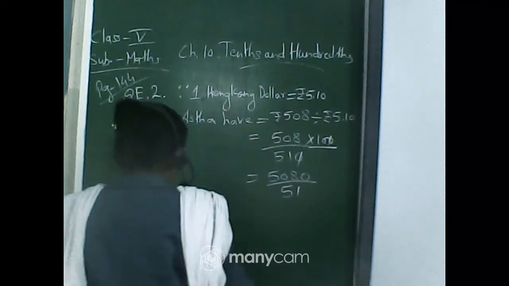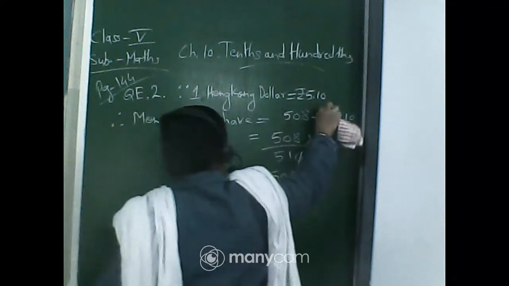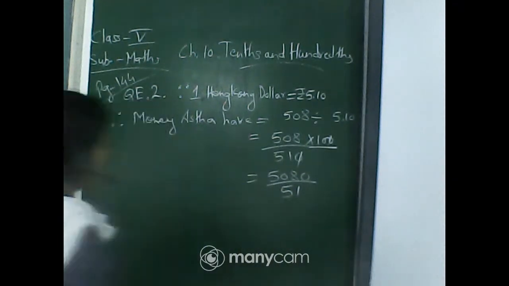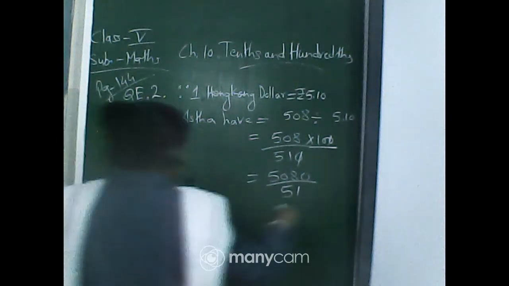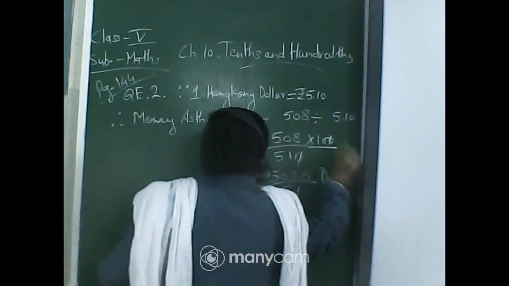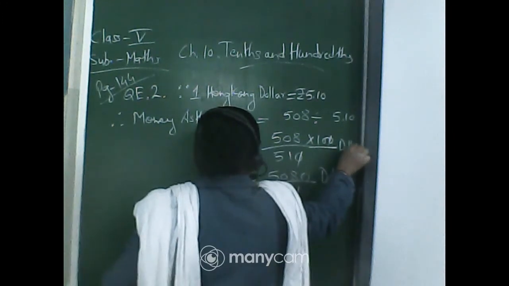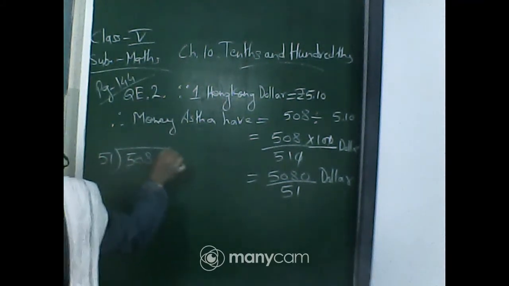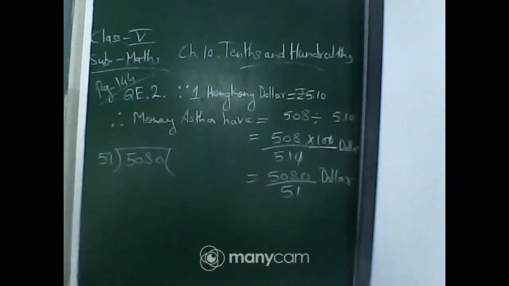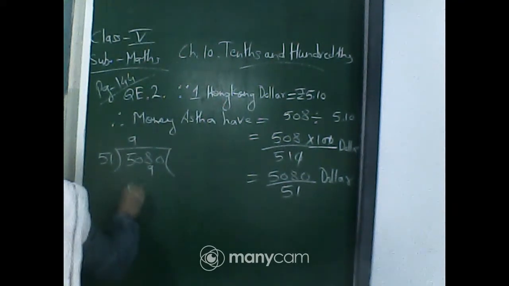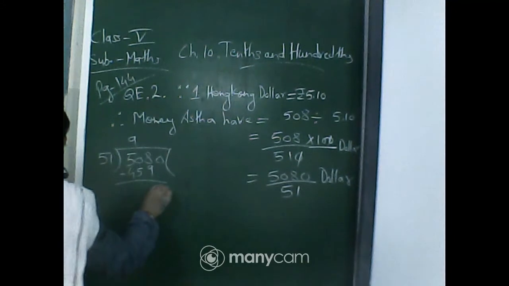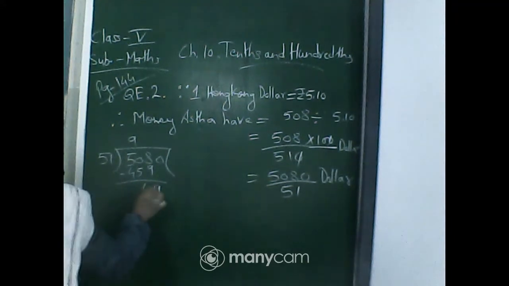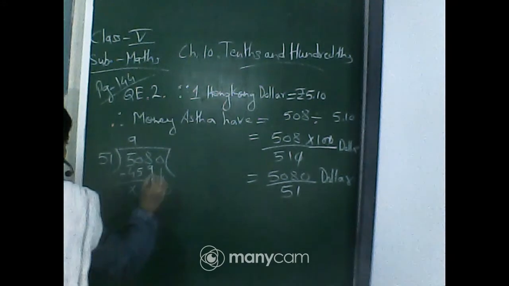Now quickly divide and tell me the answer. Here it will be in dollars, not in rupees. So you will write at the side, dollar. After division, what are you getting? 51 and 5080. So first of all, by 9. 9 5s are 45. Subtraction, 9, 4. This 0 will come down. Again 9s are.